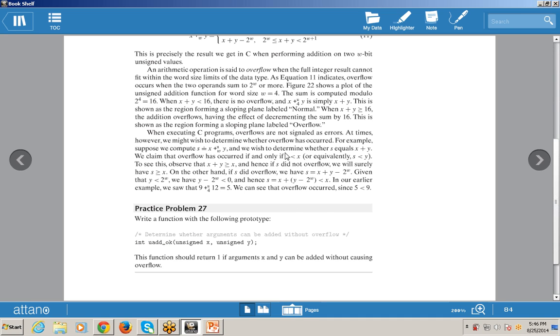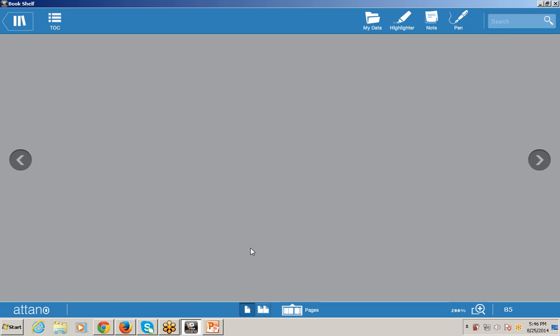I am using C syntax, that is int uadd_ok(unsigned x, unsigned y), because I am using unsigned numbers, so I have to specify the range. I have to specify the data type, that is unsigned x and unsigned y. uadd means addition of two unsigned numbers, and ok. So this is how we can add unsigned numbers.